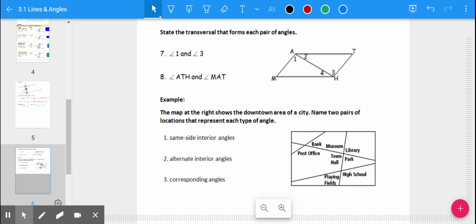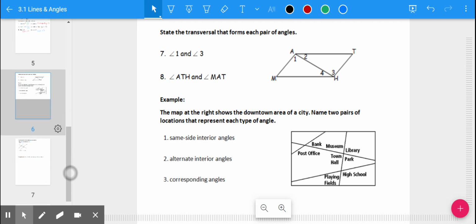All right, 2 different examples where we have examples with the transversal. One of them looks like a map. One of them just looks like a parallelogram. But in number 7 and 8, we want to state the transversal that forms the angle pair.